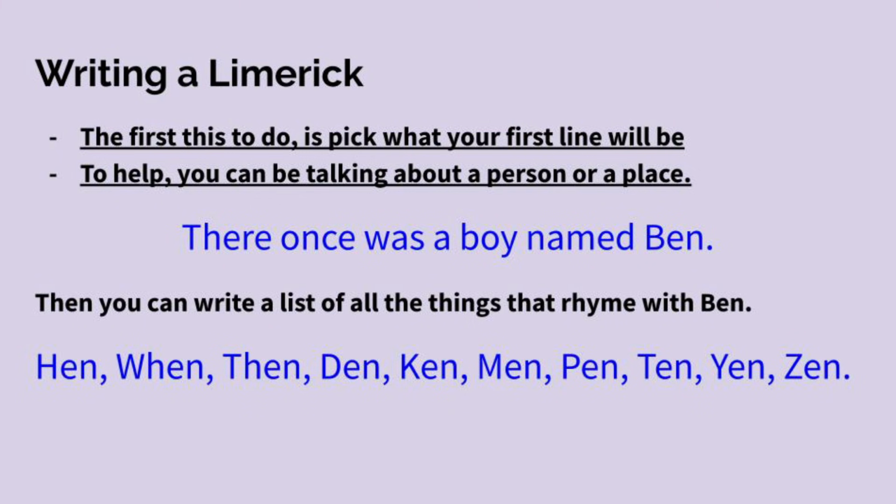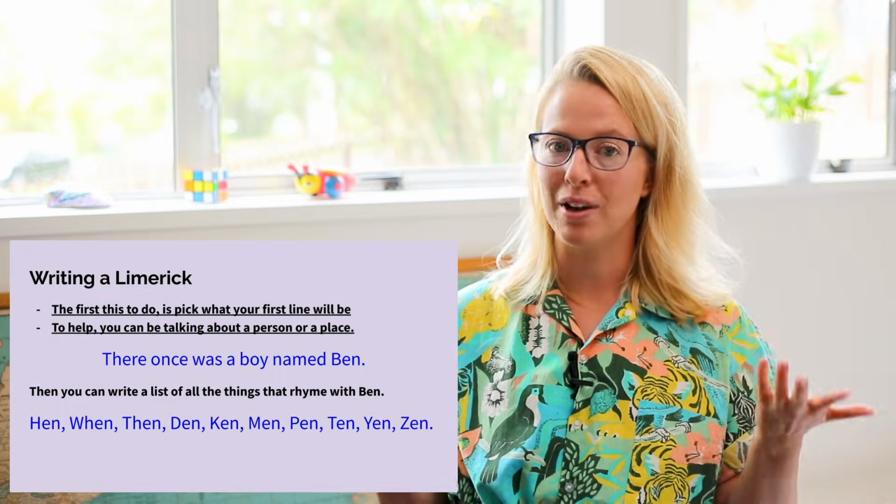So the first thing we need to do is think about what our first line is going to be. And to help you out, you can write about a person or a place. That might make it a bit easier. So my first line is, there once was a boy named Ben. Perfect. So I've written about a boy named Ben.